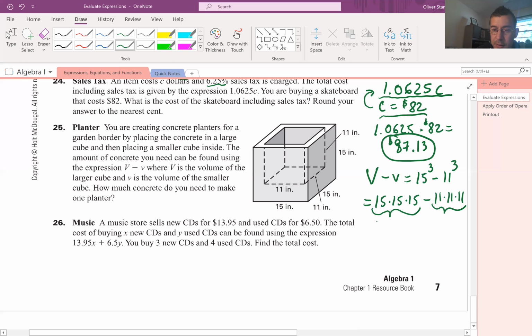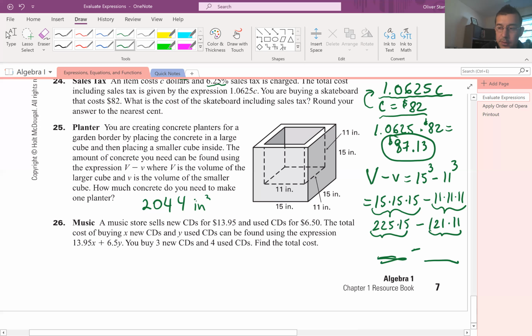15 times 15 is whatever, 225, right? Times 15. So you do that multiplication. Then whatever you get, 11 times 11 is 121 times 11. So whatever you get here minus whatever you get here is the result for 25. And the answer is 2044, and that is inches cubed. Okay. That's the answer for 25.